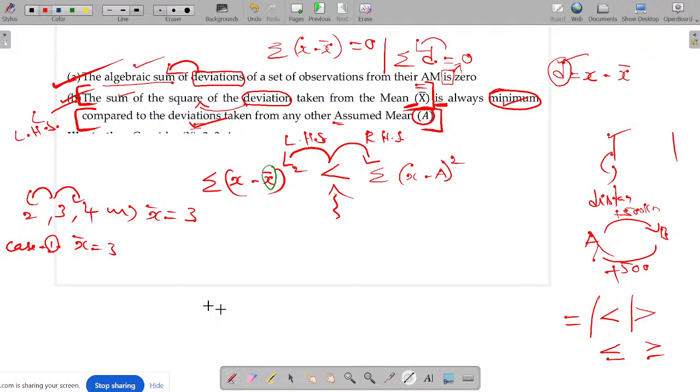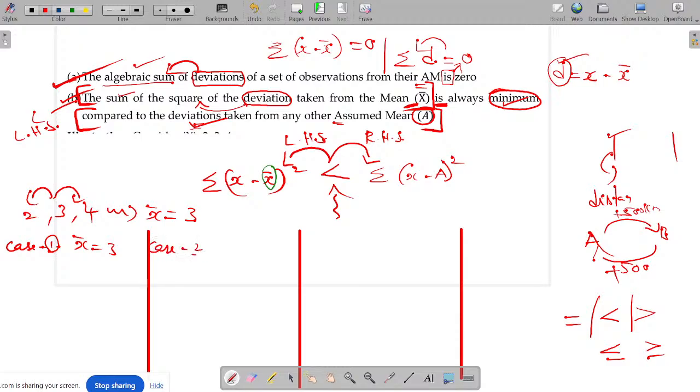Case 2. Let me divide the page first. Let me take the deviation from a, right? A I have taken. So a is equal to 2. Case 3. Let me take the deviation with a equal to 3. See, this 3 and this 3 are different. You agree? Why? Here x is taking one value 3. Here x bar is 3.